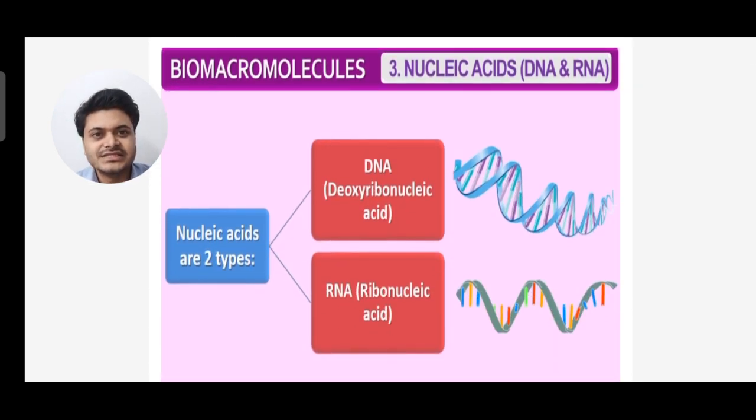Nucleic acids are of two types. One is DNA, another is RNA. DNA means deoxyribonucleic acid and RNA means ribonucleic acid. You can see the figure given.